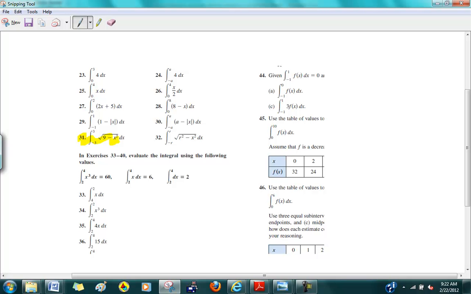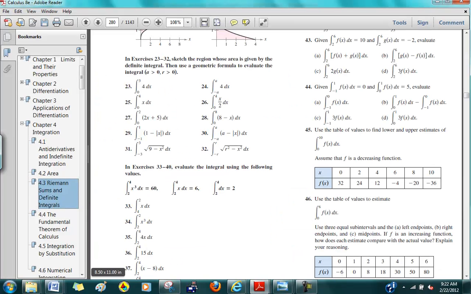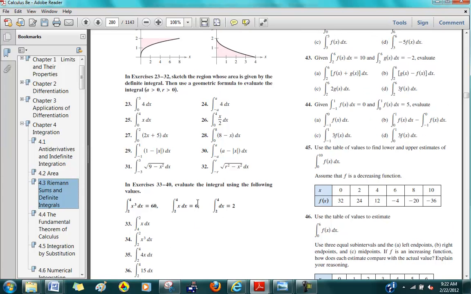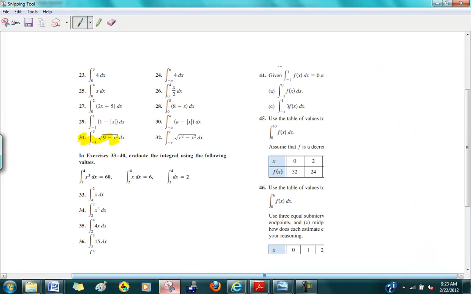Here goes. So if you read the instructions, it tells you: sketch the region whose area is given by the definite integral, then use a geometric formula to evaluate the integral. So they're not asking you to do calculus on this one. They're asking you to use geometry, just pure geometry. So this integral here, to begin with, this function here, does anybody know what this function looks like if you were to graph that?